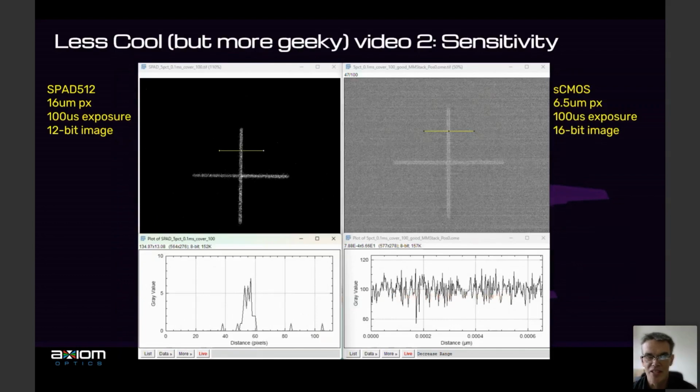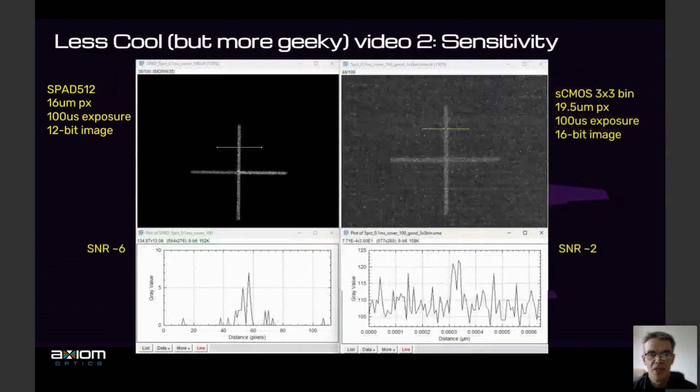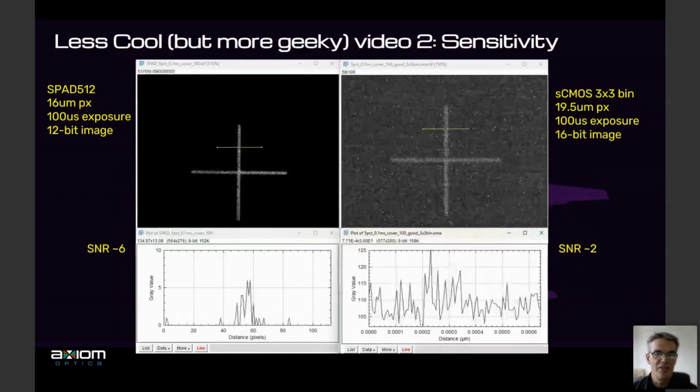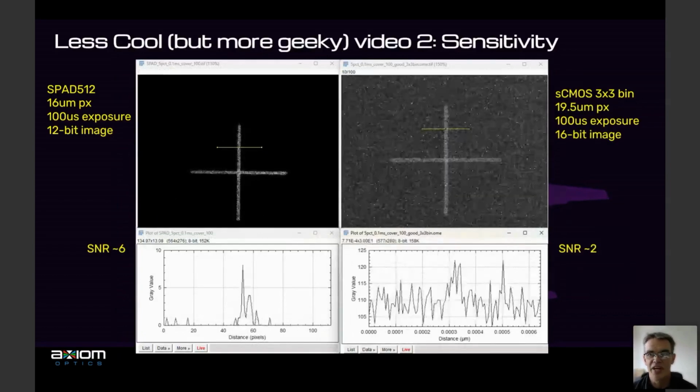Now you might say that's not a fair comparison because the pixels on the CMOS are so much smaller. Well, I was able to mathematically bin 3 by 3 to give the CMOS an effective pixel size of 19.5 microns, giving it an advantage over the SPAD. And even there, if I'm generous, that's a signal to noise ratio of 2, where we still have a signal to noise ratio of 6. I haven't changed anything on the SPAD, so of course it's the same.